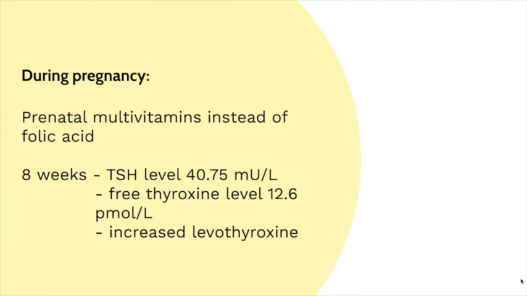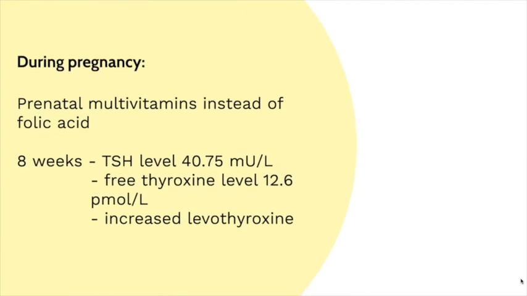When the pregnancy was confirmed at home, she stopped taking the folic acid supplement and instead began taking prenatal multivitamins that had been requested by her doctor. These multivitamins contained iron, folic acid, and other vitamins and minerals. 8 weeks after her last menstrual period, her thyroid-stimulating hormone was rechecked and found to be elevated at 40.75 milliunits per litre. This is 8 times greater than the level in week 1.